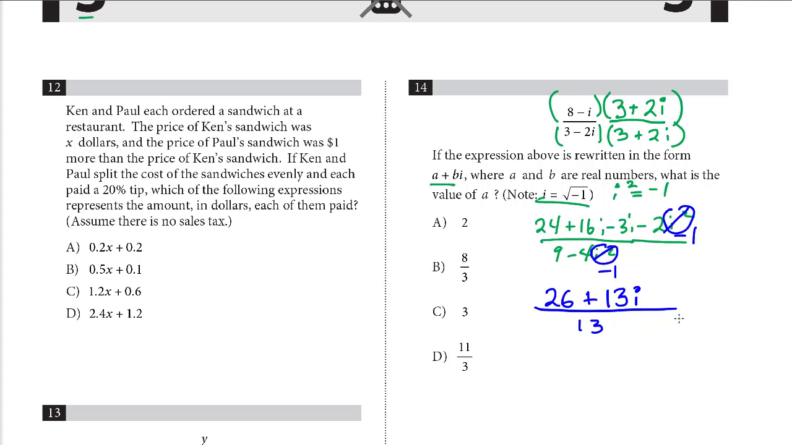If I broke that out into two different or partial fractions, it would be 26 divided by 13 plus 13i divided by 13. Each term added in the numerator is divided by the full denominator. So what does that work out to? 26 over 13 is 2, plus 13i over 13 is just 1i or i. So what do they want? What is the value of a? So that's going to be the constant. The value of a will be 2. The correct answer for 14 is A. The answer is 2.